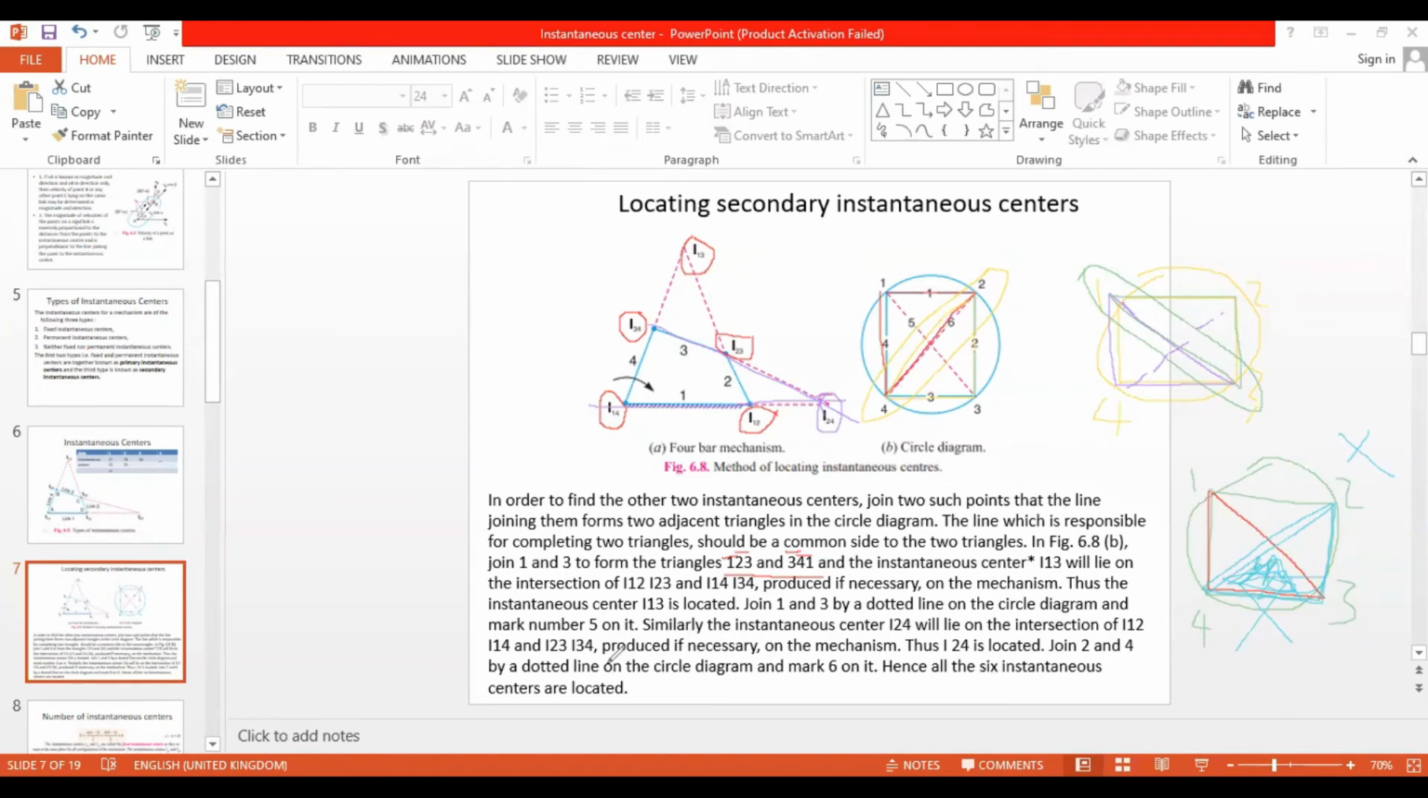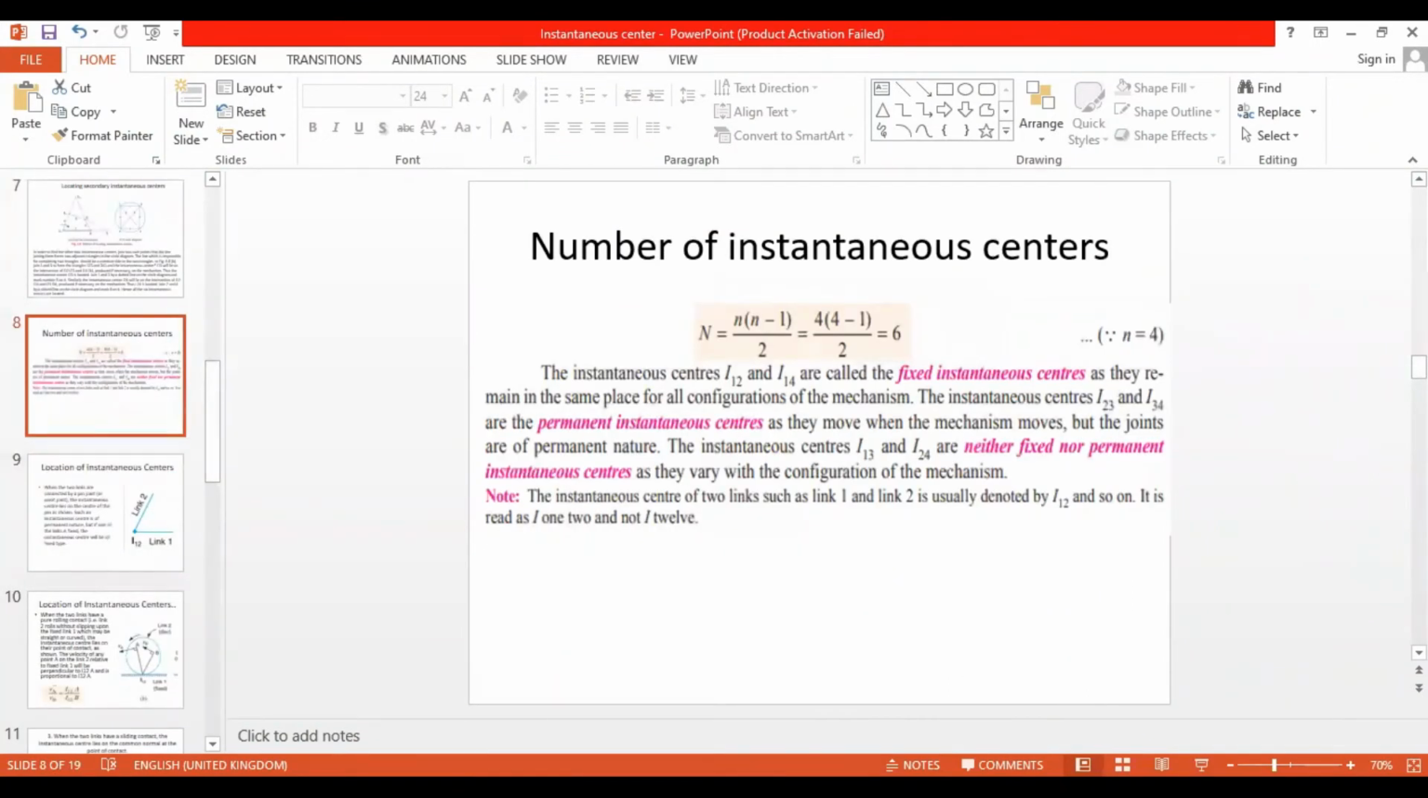Hence, all the 6 instantaneous centers are located, right? So totally, we must have 6 instantaneous centers. I will say why. There's an equation to find them. So there must be 6 instantaneous centers, and we have located them: 1, 2, 3, 4, 5, and 6. Altogether, 6 instantaneous centers. Now we'll see why there are 6 instantaneous centers. So there's an equation.